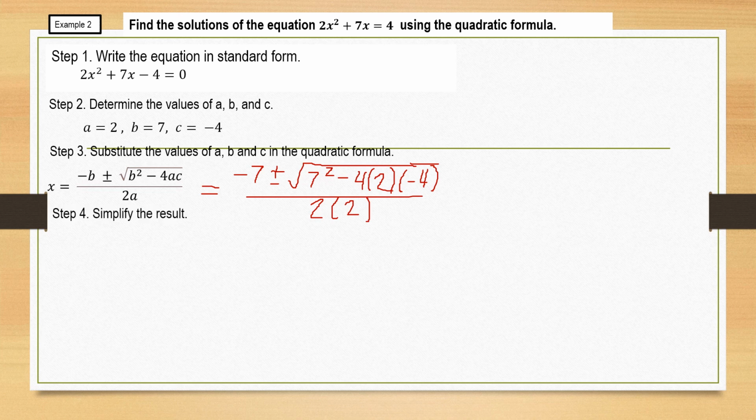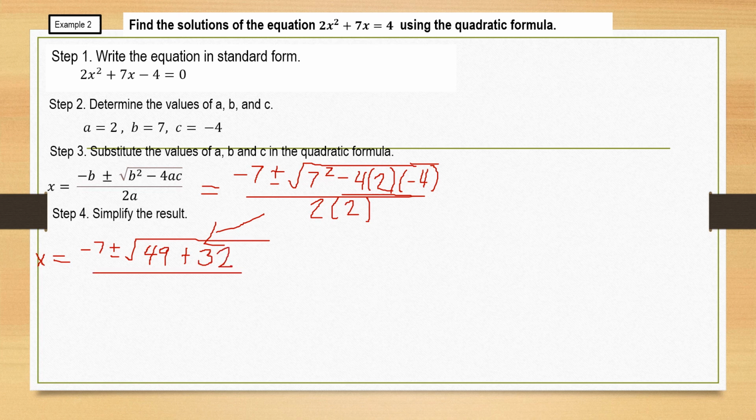Next step is to simplify the result. So we have negative 7 plus or minus the square root of, so we have 7 squared is equal to 49. Negative 4 times 2 is negative 8, times negative 4 is positive 32.